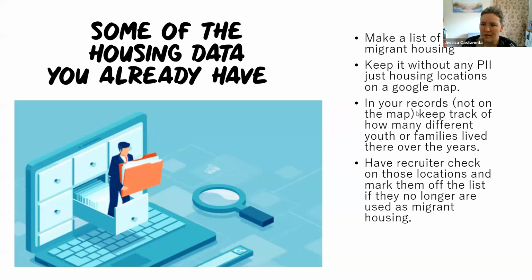A couple other things to think about with housing: make a list of past migrant housing. We used to always pull from MLS 2000 a report where we would look at the last 5 to 10 years of housing locations we had and create a report that would show us those housing locations. We made sure there was no personal information of any families. But if our recruiters are out in an area and they're wondering what to do, they can always check previous years' housing areas to see if any other families have come in.